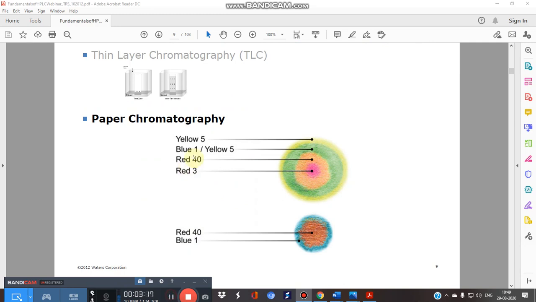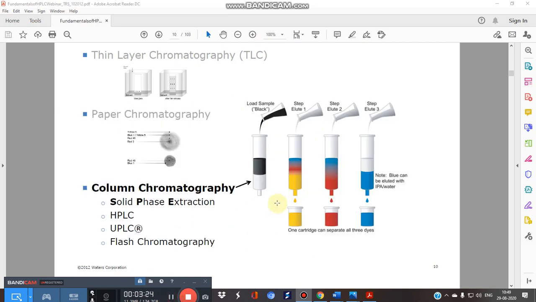Tell me which type of paper chromatography it is. Radial, very good. Yes, again you all are right, this is the column chromatography. We have different types of columns, and the column is also used in the HPLC. We will see how this special column is used in the HPLC also.